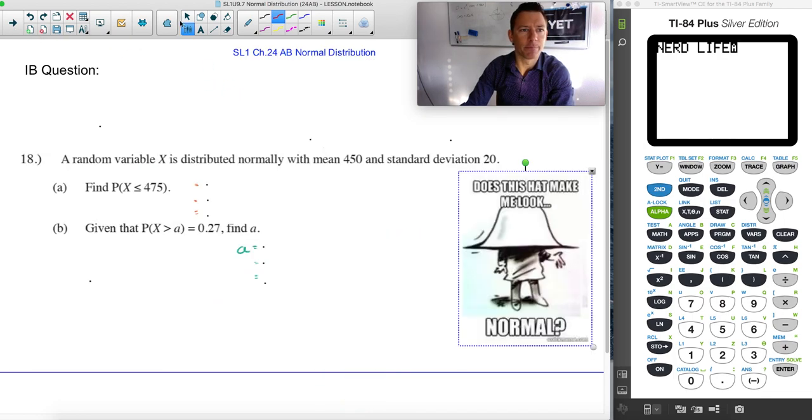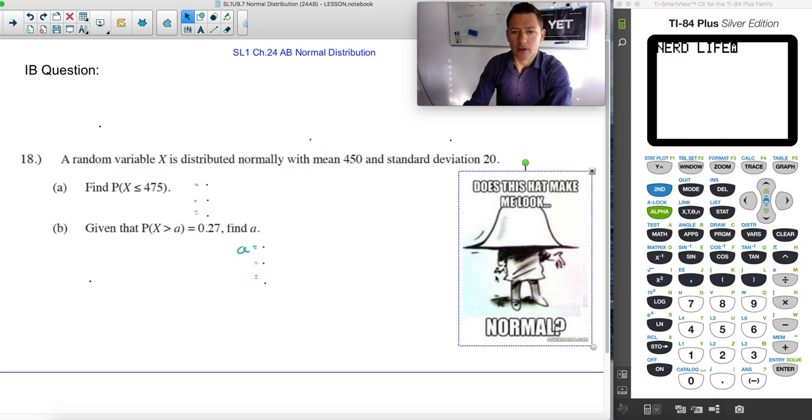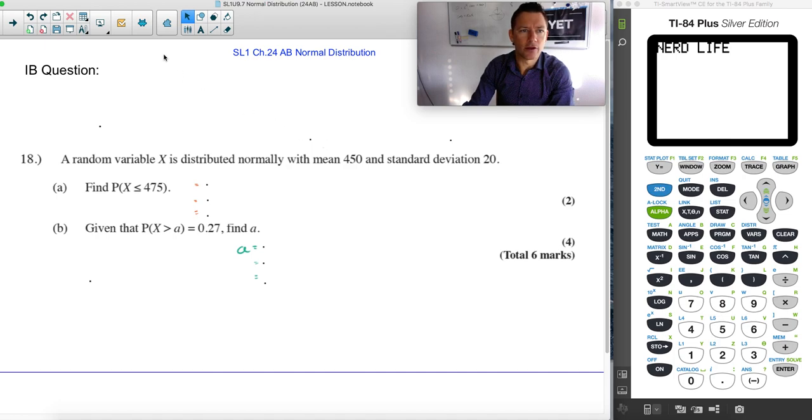Okay, so here's the first one. This is an old IB question. A random variable x is distributed normally with a mean of blah and a standard deviation of blah. All right. So maybe to give this some context, mean 450. Let's call that the height of fourth graders in millimeters. 400. All right, so that's their height, right?